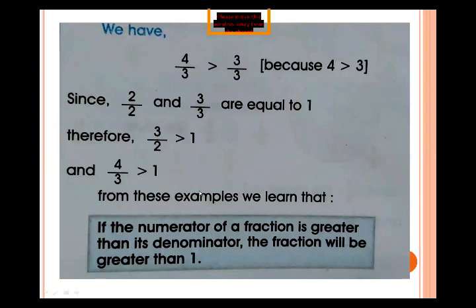From this example we learned that, in short, if the numerator of the fraction is greater than its denominator, the fraction will be greater than 1. But previously, we learned that if the numerator is smaller than the denominator, the fraction is less than 1. Now we learn in short, if the numerator of the fraction is greater than its denominator, the fraction will be greater than 1.